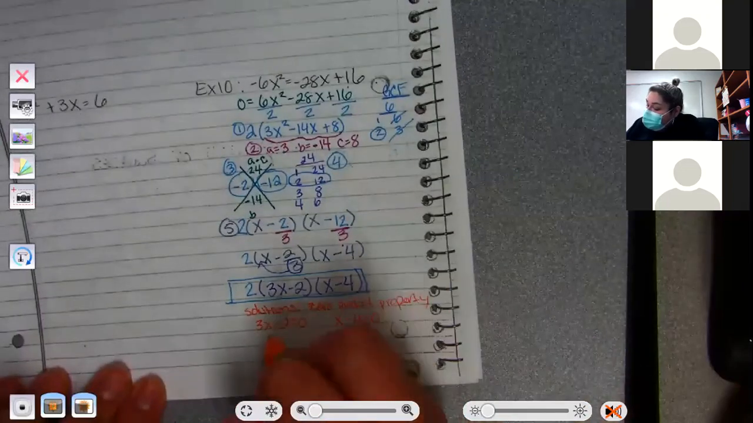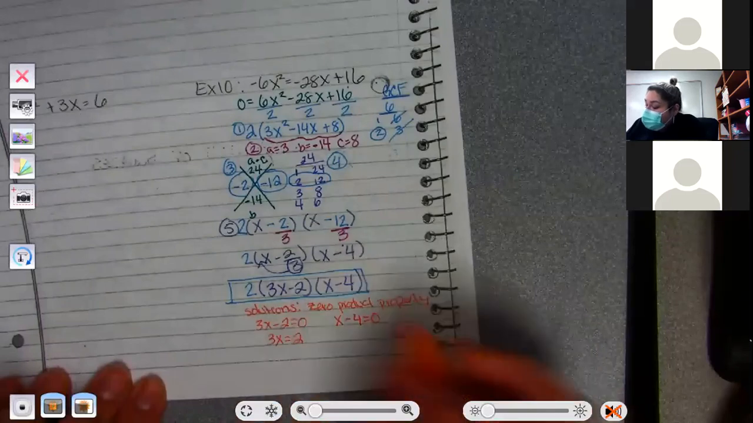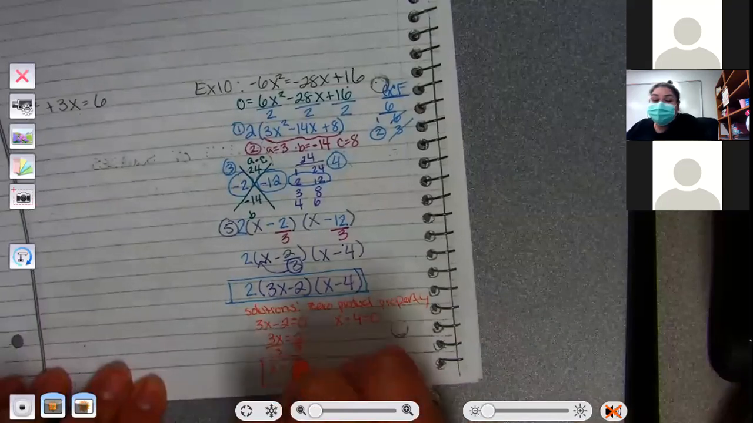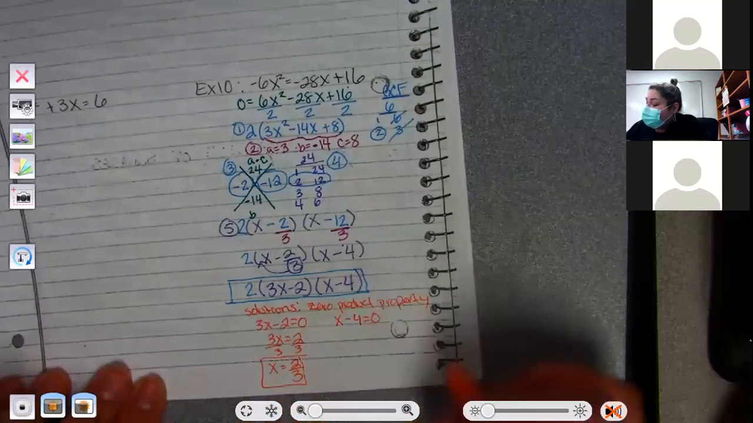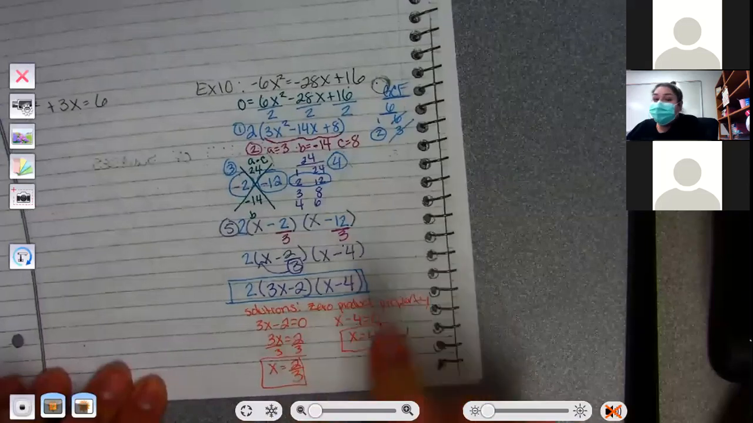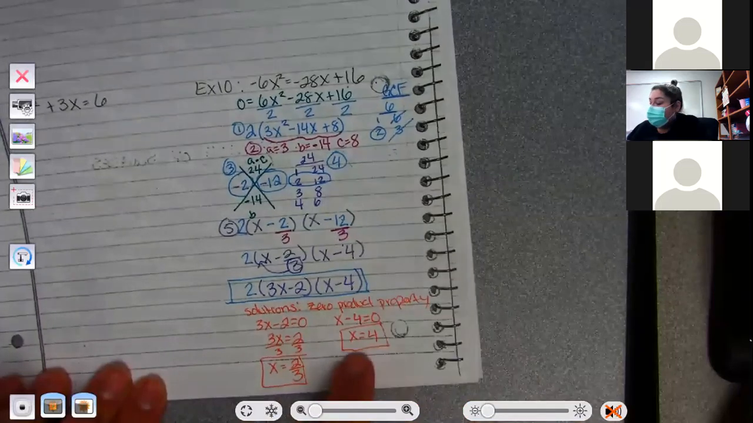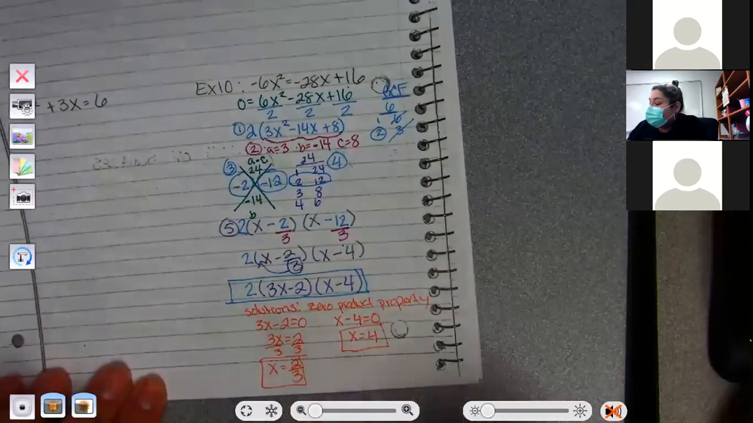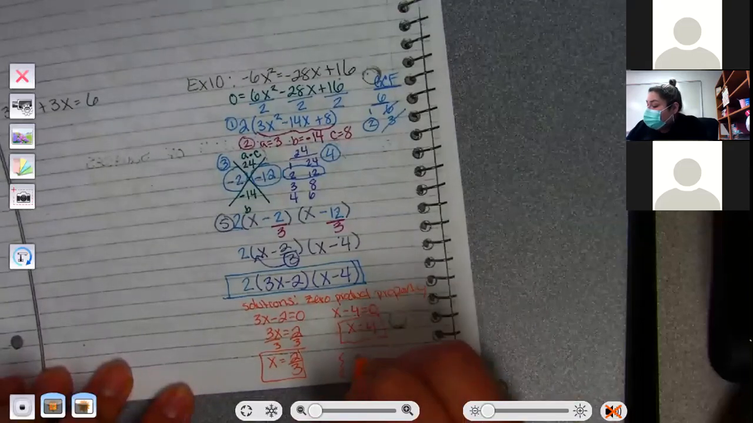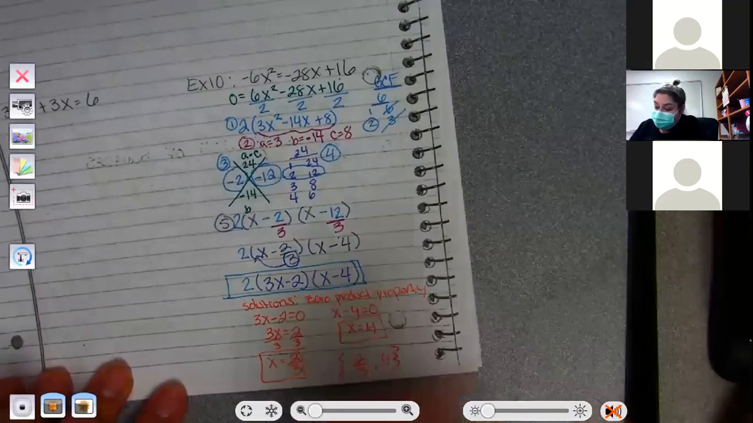Add 2 to both sides, so 3x equals 2. Divide both sides by 3, so x equals a positive 2 over 3. This is one of your x-intercepts. What's the other one? Well, x minus 4 equals 0. You're going to add 4 to both sides, so x is equal to 4. So your other x-intercept is at x equals 4. Now remember, you can leave it like this, or you can also write it in curly brackets, right? 2 over 3, comma 4, whichever way you want to do it.